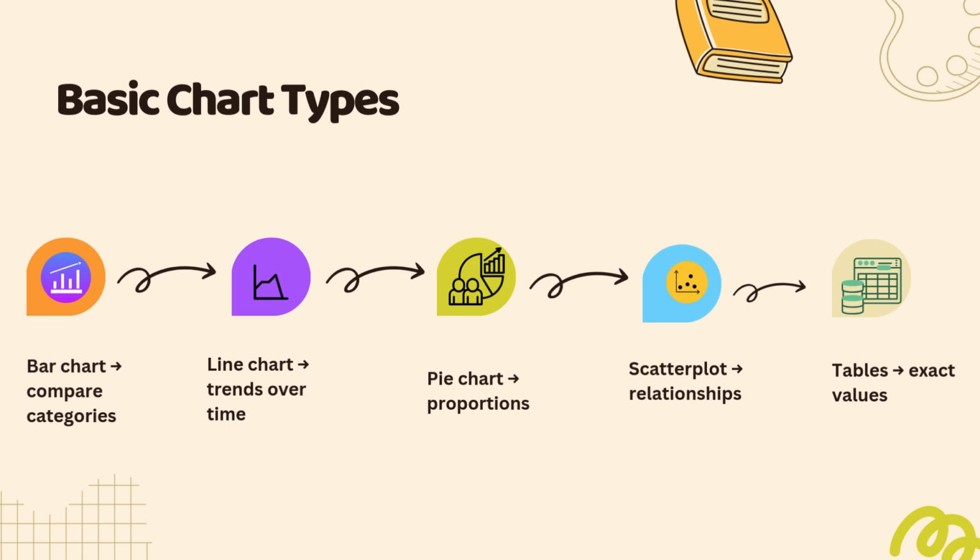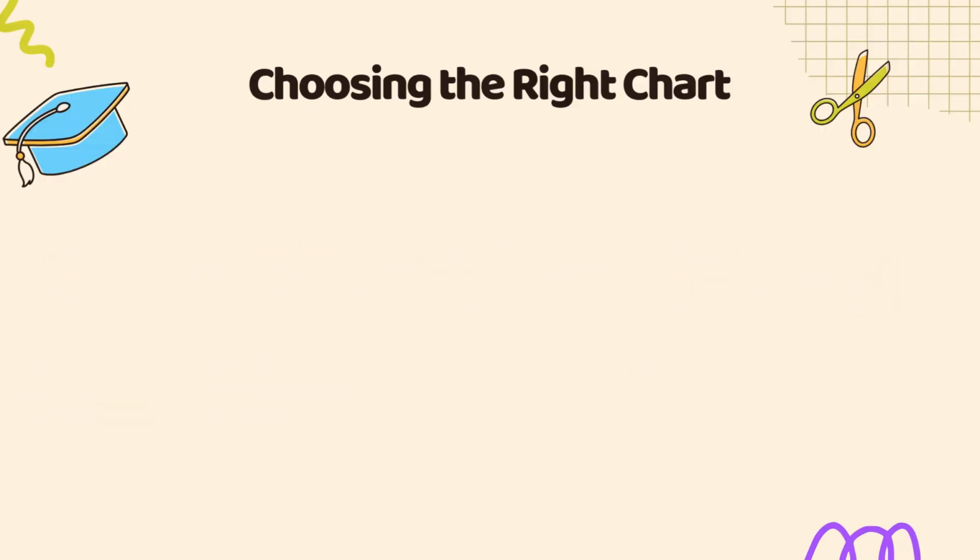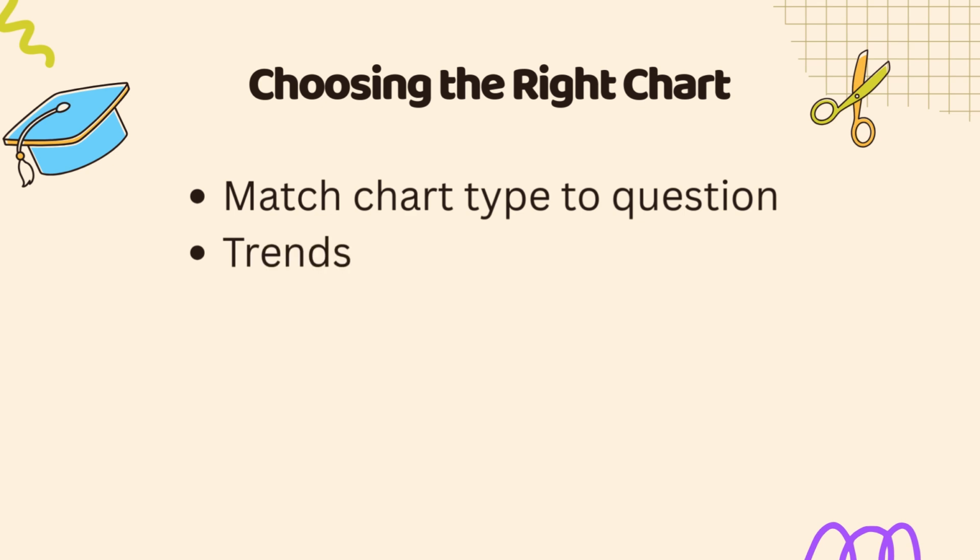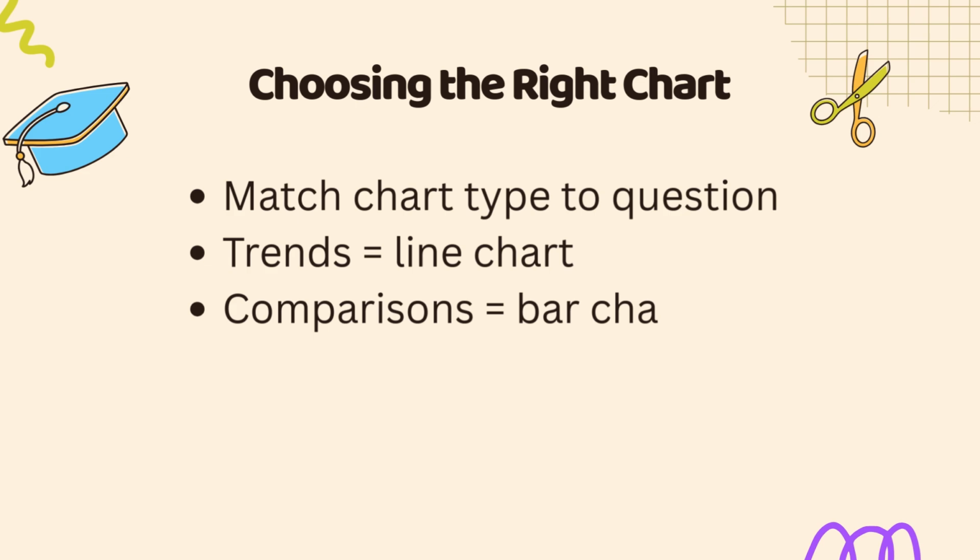Basic chart types. Some fundamental charts include bar charts for comparisons, line charts for trends over time, pie charts for proportions, scatterplots for relationships, and tables for exact values. Choosing the correct chart type is the first step toward creating an effective visualization.